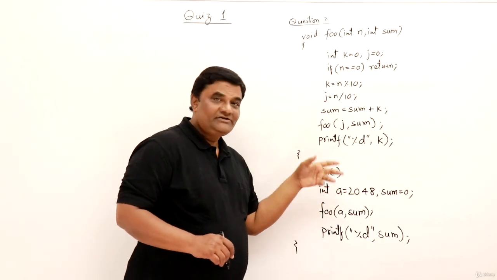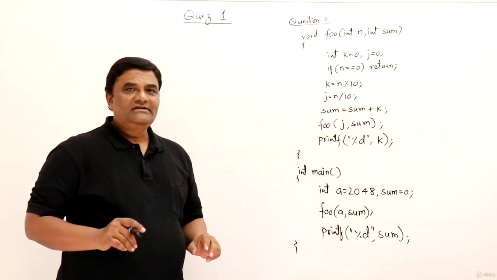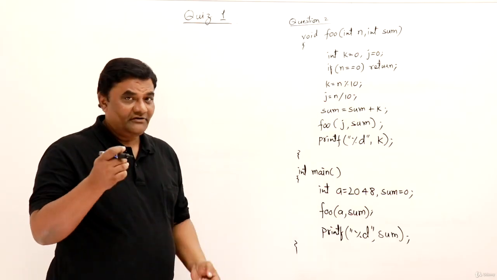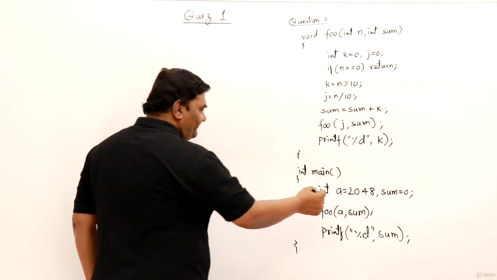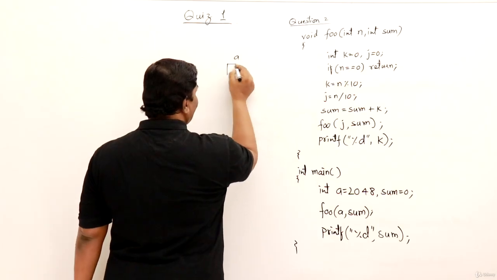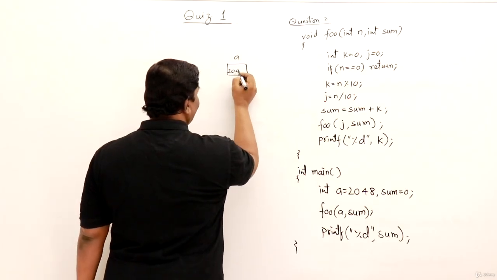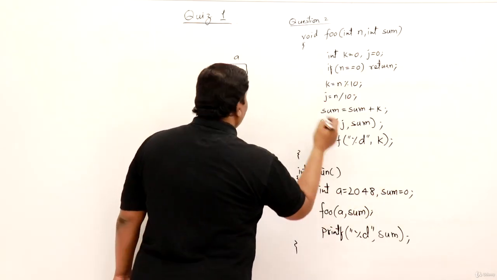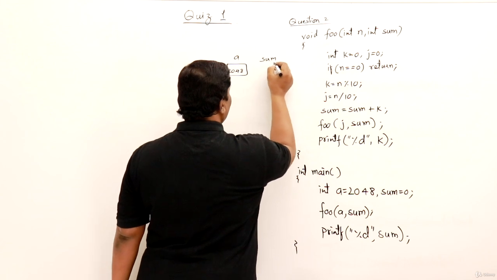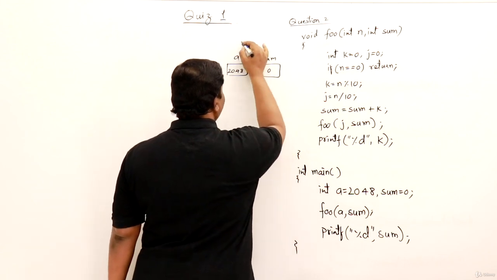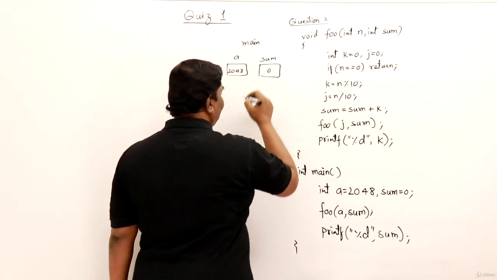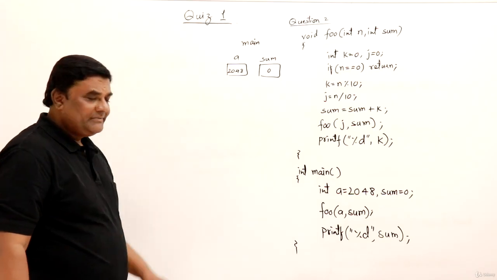So main function is calling foo. Let us look at the data members or the variables of main function. What are the variables of main function? A, which is having value 2048. Then sum, which is having value 0. And these belong to main. I'll write them here. This belongs to main.